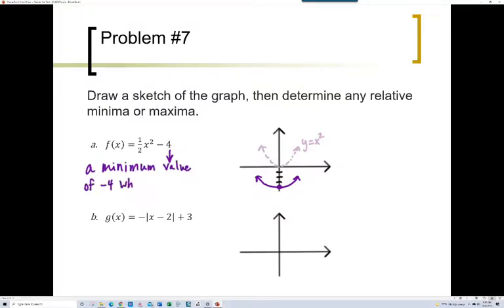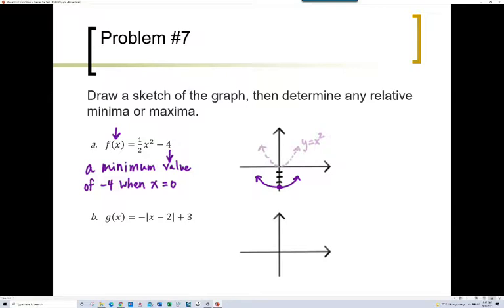So we have a minimum value of negative 4 when x equals 0. So in other words, no matter what input you plug into this function, it doesn't matter what it is, the smallest your output's ever going to be is negative 4.